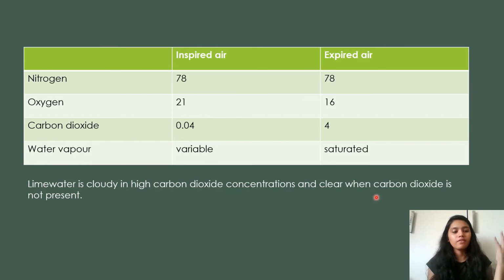So if you have one jar of lime water that is testing inspired air, it's going to be very weakly cloudy. But if you have another jar that is testing expired air, it's going to be like a dark cloudy white. Because expired air has 100 times more carbon dioxide concentration than inspired air.